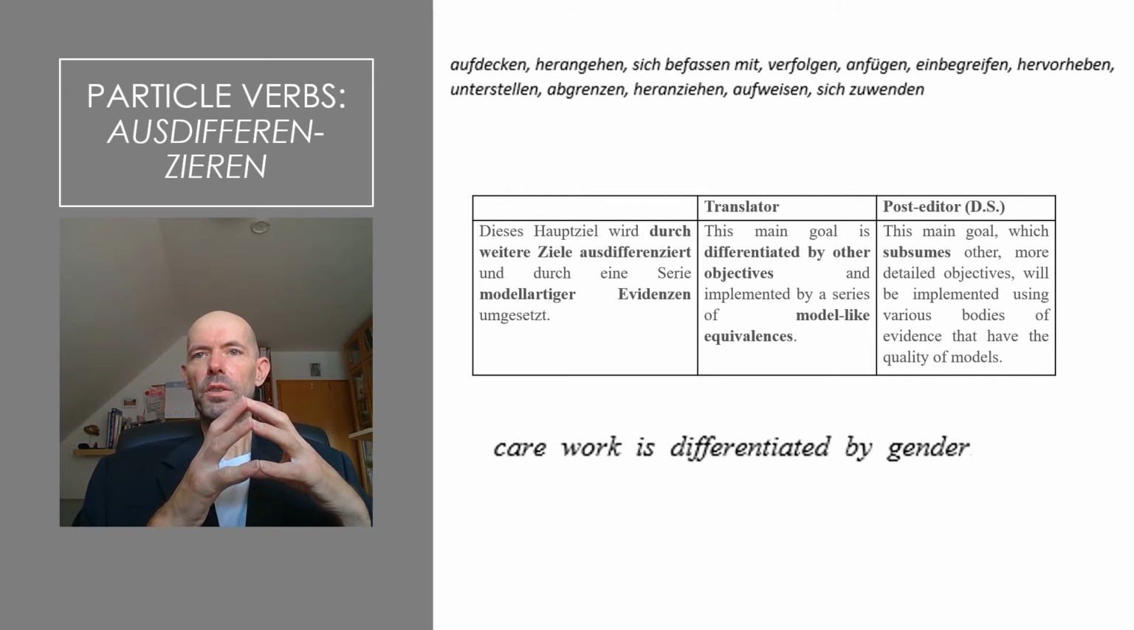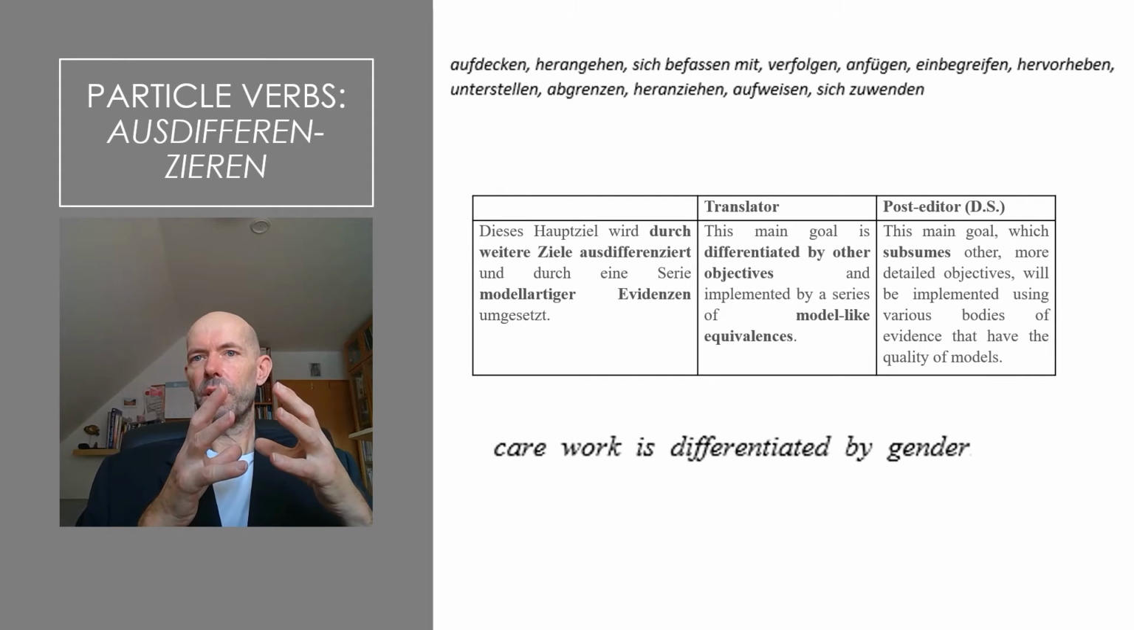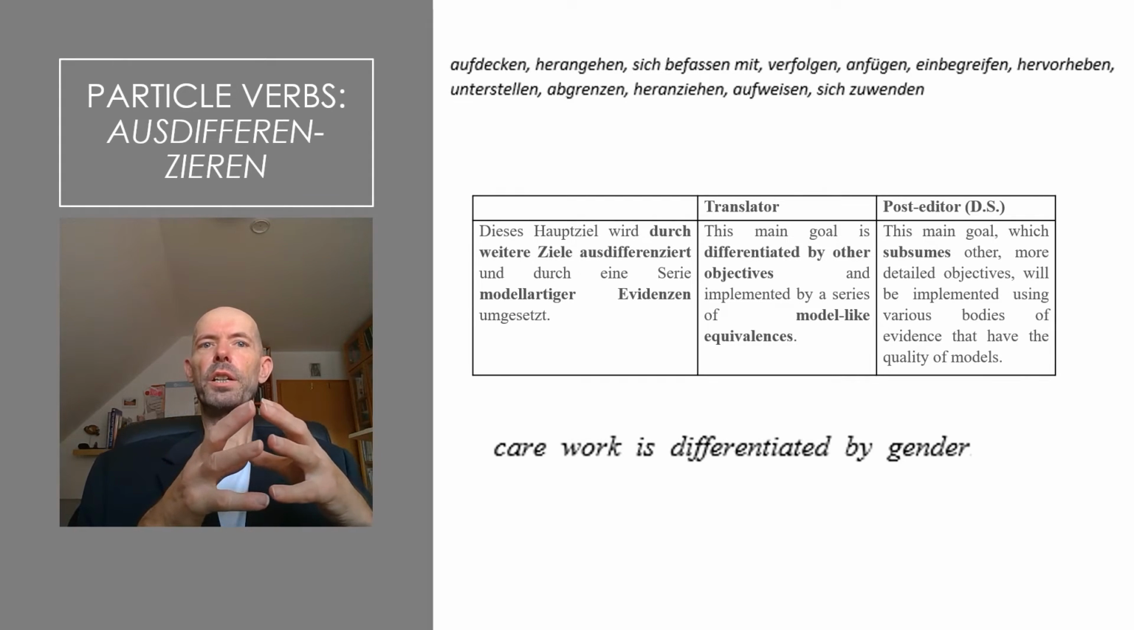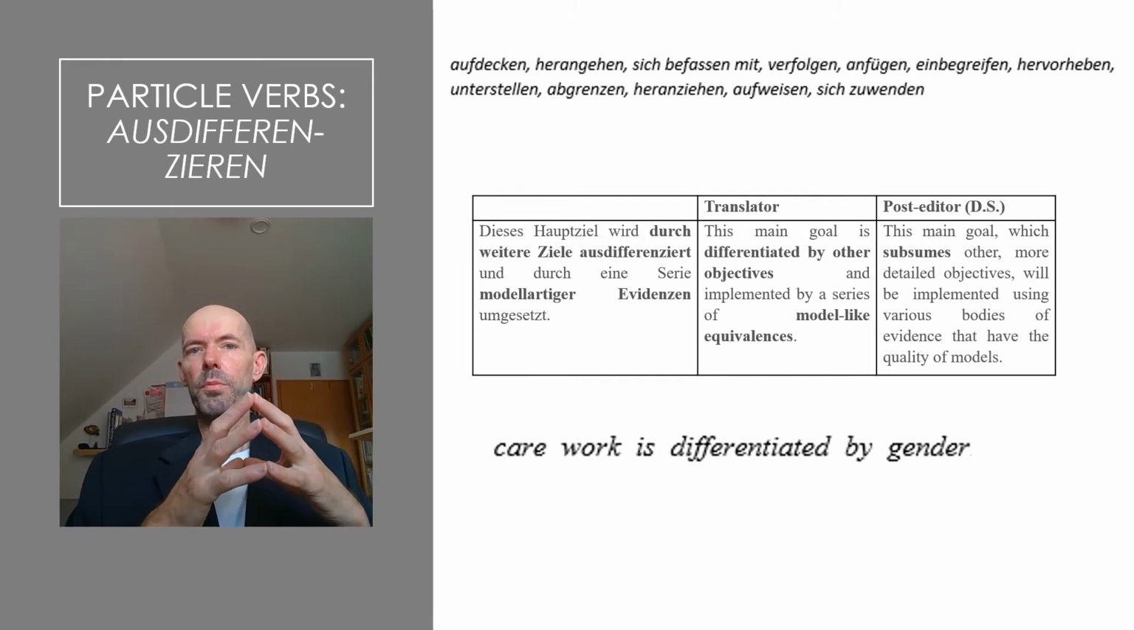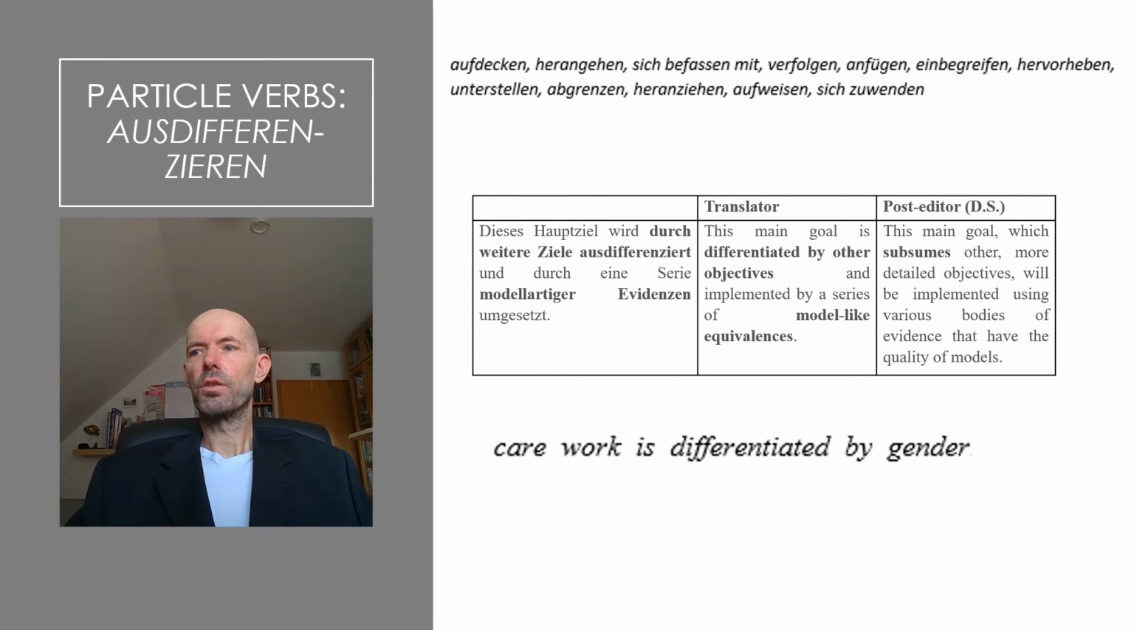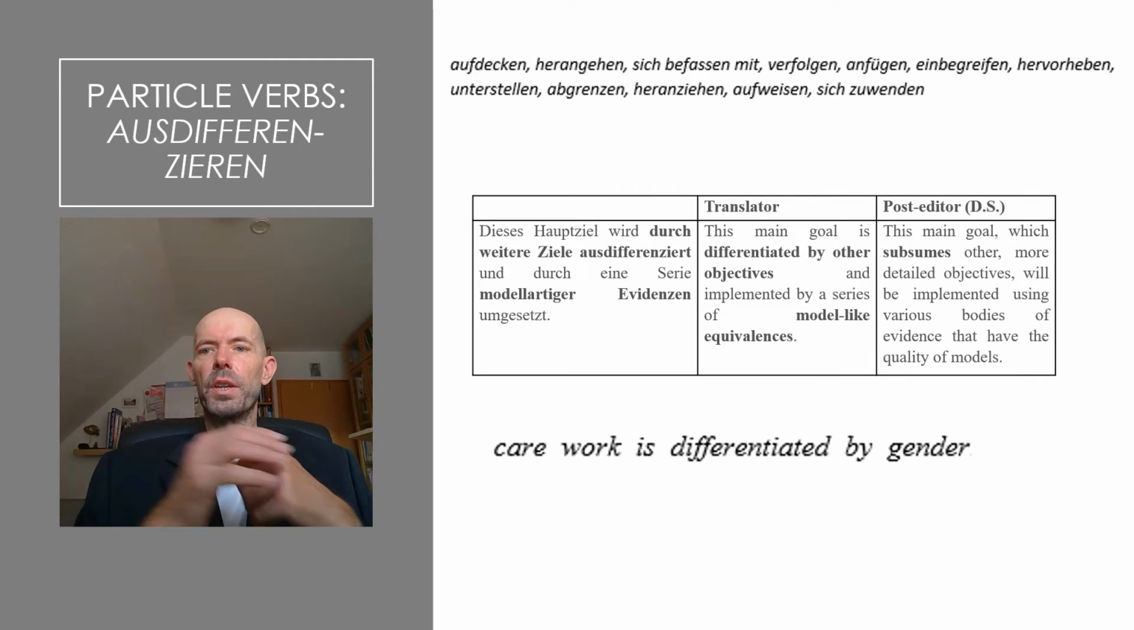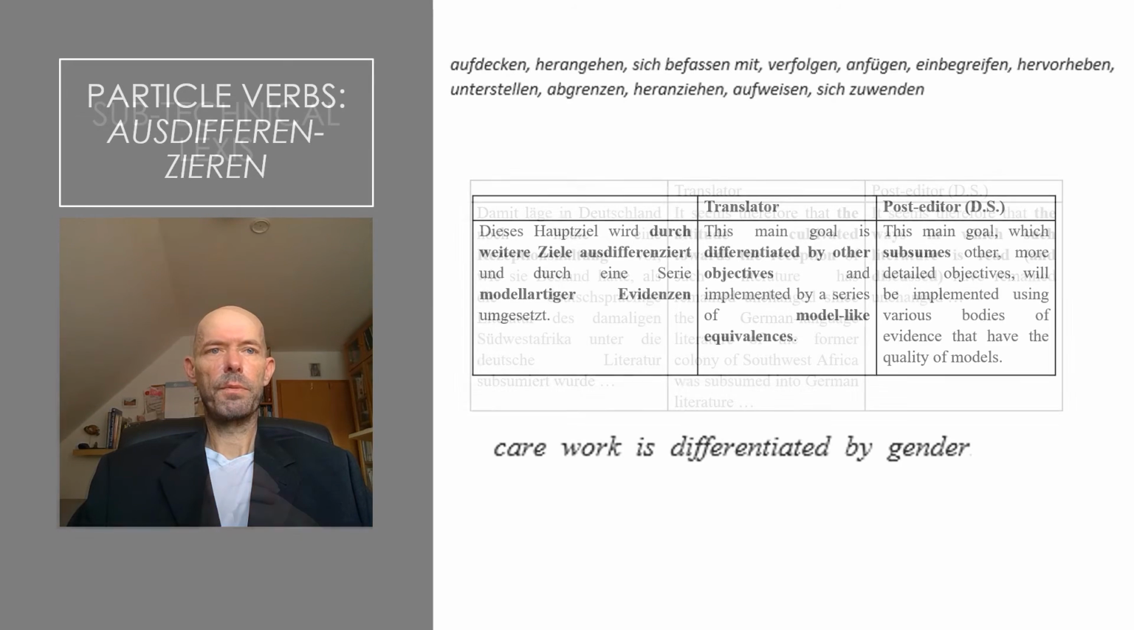The German sentence simply means there's a main goal and there are several sub-goals. So the sub-goals are not characterized by the main goals, but rather subsumed under them. To subsume is the correct choice here. So the correct version reads: this main goal, which subsumes other, more detailed objectives, will be implemented using various bodies of evidence that have the quality of models.